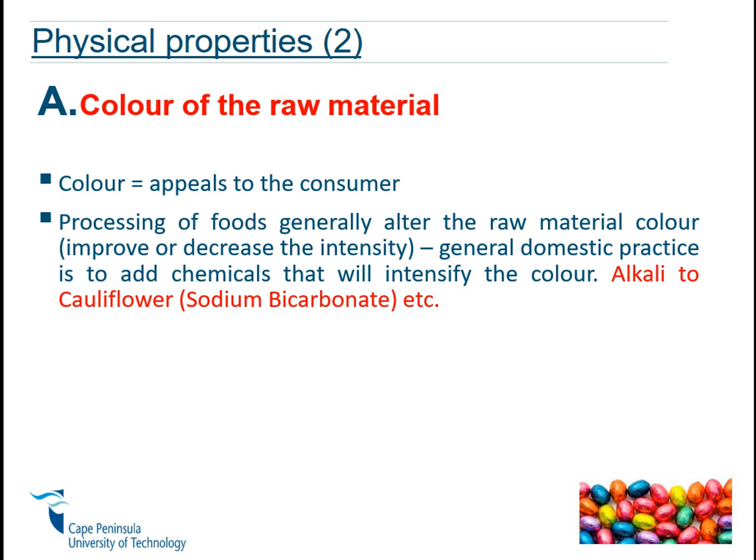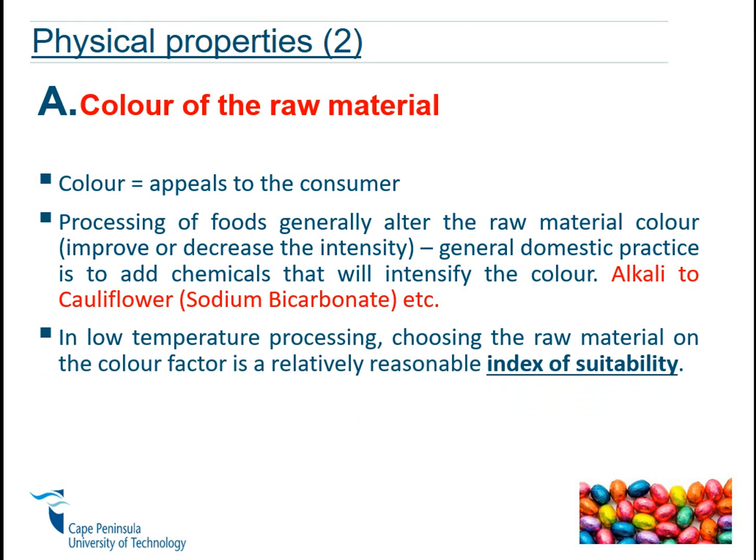So when we look in the context of raw materials such as fruits and vegetables, there's a general practice to add what we call chemicals that will intensify the color. Especially people add an alkali, which is sodium bicarbonate, to cauliflower. So this is not really an industrial practice, but it's a practice that is normally done at home.